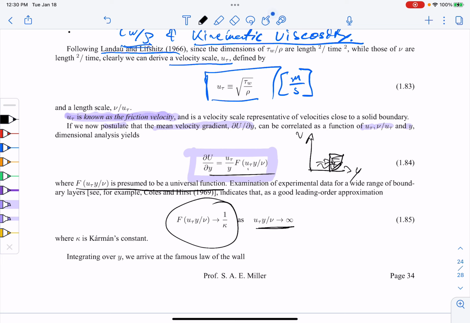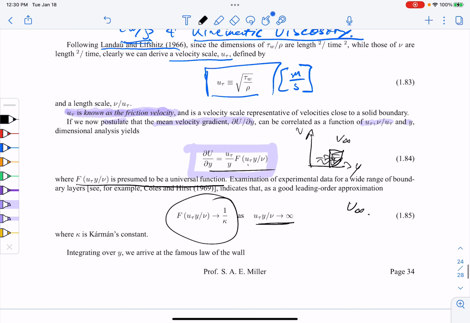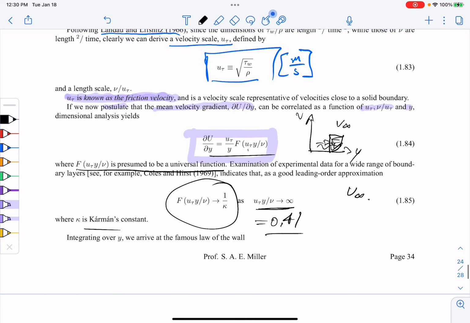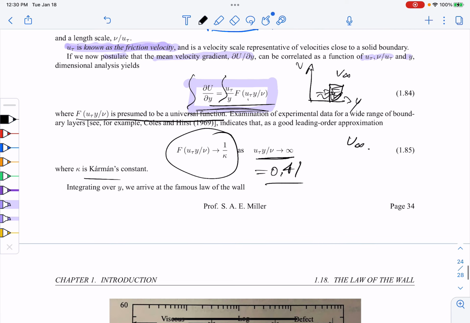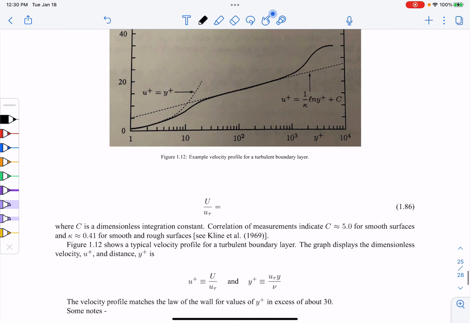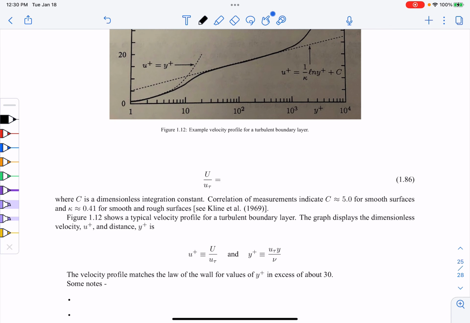So when you take the derivatives on each side, u is going to be going to just a constant, which would be u infinity at the edge of the boundary layer, which is up here. And it turns out that's called today von Karman's constant after Theodore von Karman of Caltech. And it turns out to be usually 0.41 if you compare with experiments. So anyway, you can take this equation and integrate both sides, and you'll find the so-called law of the wall, which is here, and I'm going to write it with you.